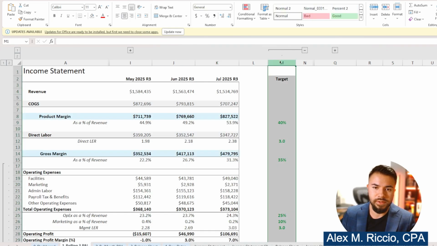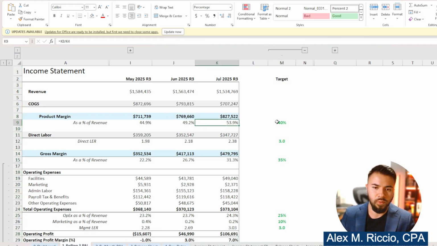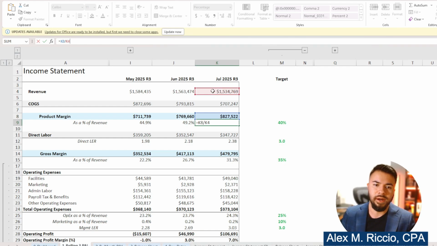So I just popped open this target column. And now, before you see this, targets are different by industry and by company size. So this is just an example. In order to get your specific targets, I need to see your specific data and understand your industry. But for example purposes, we can look at product margin and say, hey, we've got a target of 40%. See here in this example, the product margin was above target at 53.9%. If we take the product margin of $827,000 divided by the total revenue of $1.5 million, they are above target in this scenario.